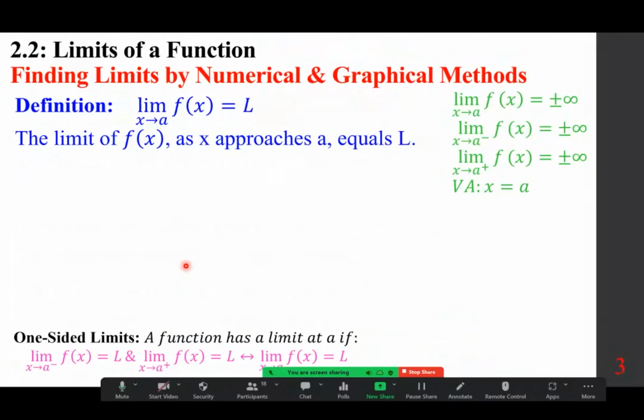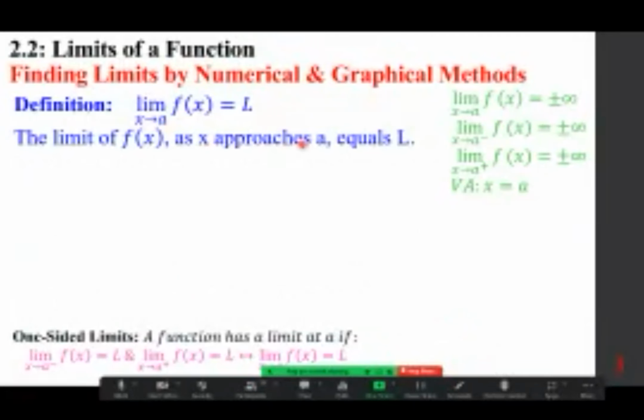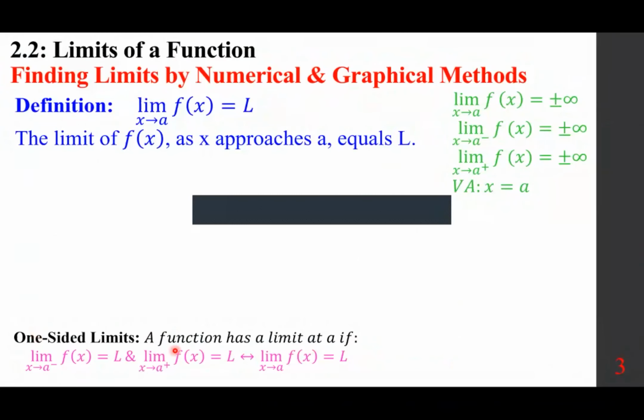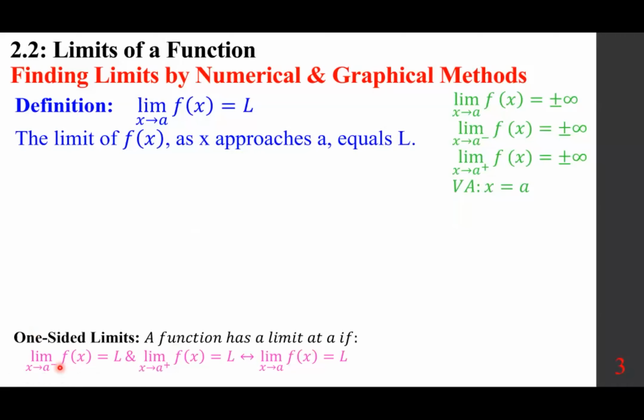Here's the synopsis of what happens with the limits. Number one, here's how we read this: the limit of f of x as x approaches a equals L. And as mentioned before, one-sided limits. The limit of f of x as x approaches a from the left, and the limit of f of x as x approaches a from the right. If the two are identical, the limit exists.